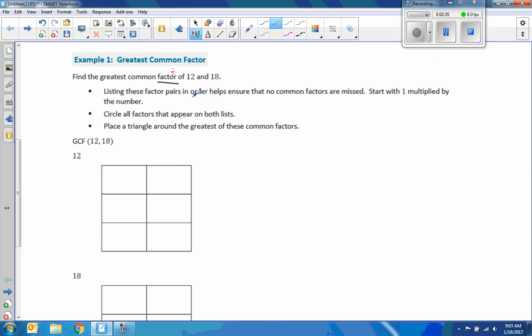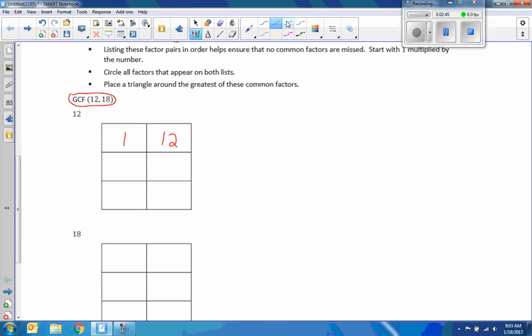Okay, so list these factor pairs in order to help ensure that no common factors are missed. Start with 1 multiplied by the number. So if I'm looking for the greatest common factor, here's how we write it: greatest common factor of 12 and 18. We start with 1 and that number. And then we check to see if 2 works. So I take 12 divided by 2, and that is 6. 12 divided by 3 is 4. 12 divided by 4 is 3.